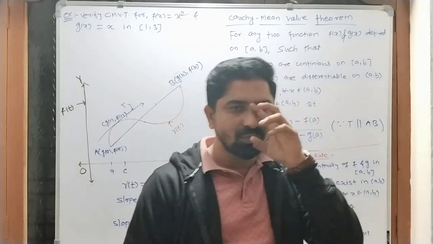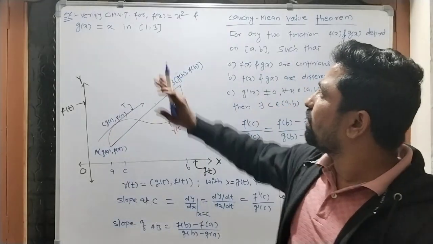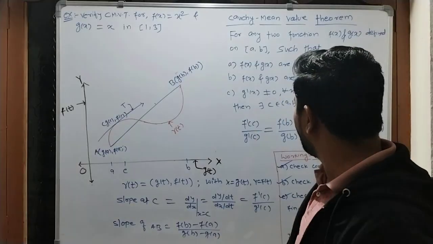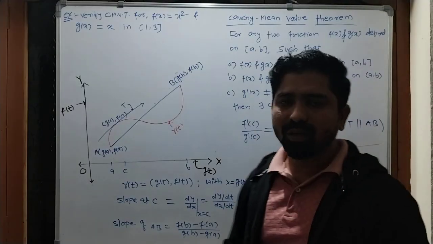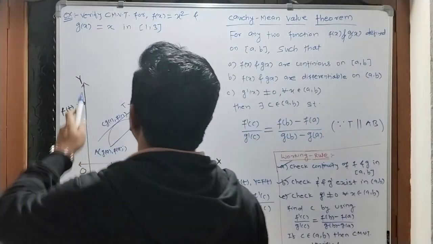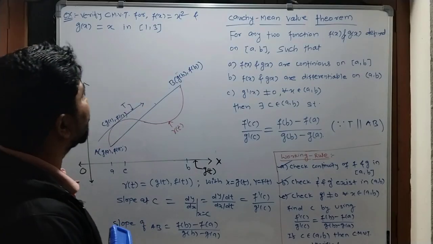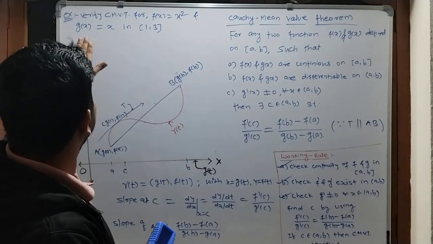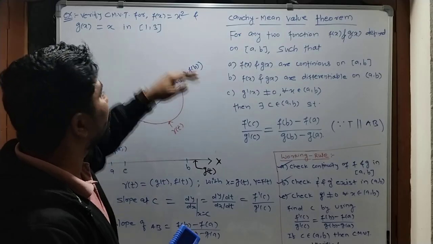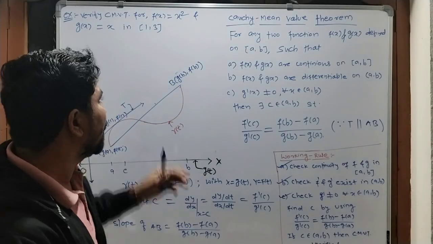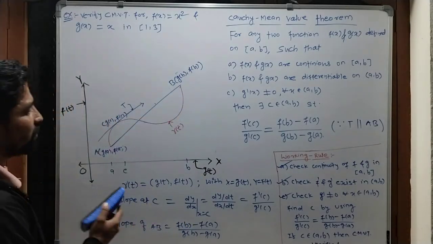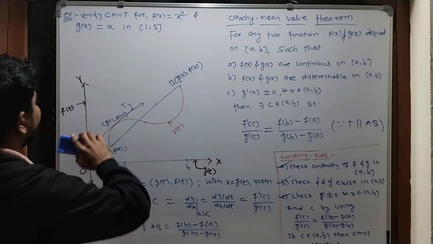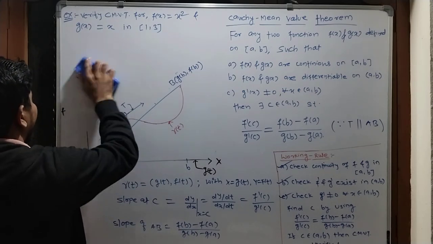So here I will explain one example. With the help of an example, I will explain the concept of the Cauchy mean value theorem. So here, verify the Cauchy mean value theorem for the functions f of x equal to x square and g of x equal to x in closed interval 1 to 3. Now verify the Cauchy mean value theorem for these functions. So here I don't have space. I will run this.